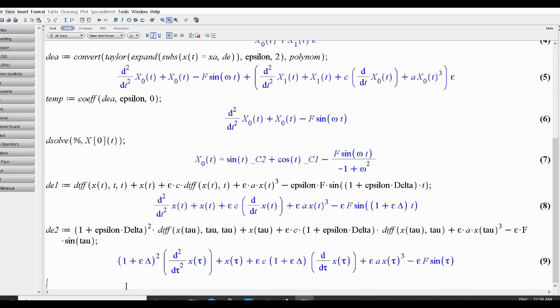This is my new differential equation. So you see I have replaced it, right? What have I done? I have said tau is 1 plus epsilon delta times t. That means tau over 1 plus epsilon delta is equal to t. And that is what leads to this multiplying factor for the second derivative with a square there, this multiplying factor for the first derivative, and now this system, I am in a place where I can start working with this.